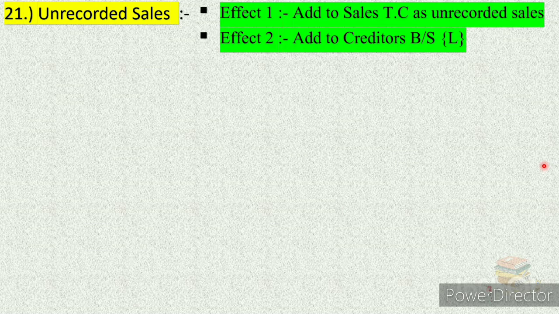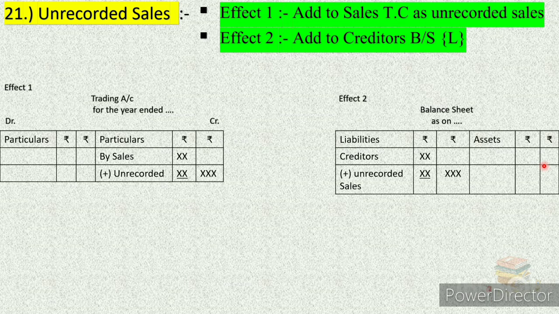Further, moving on, 21st adjustment, that is unrecorded sales. Similarly, as unrecorded purchase, here we forgot to write the sales, so it becomes unrecorded sales. So its first effect is to add to sales, which is in trading account credit side, as unrecorded sales, and second effect is add to debtors in balance sheet asset side.